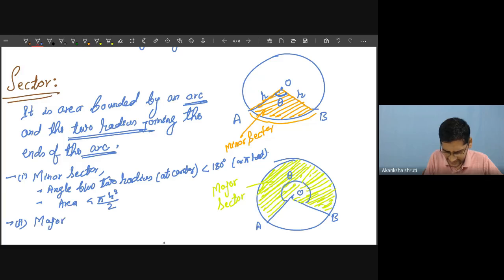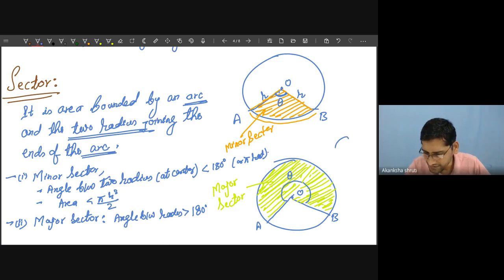So for the major sector, we have to keep in mind the angle between the radii is greater than 180 degrees. If it is equal, then it becomes a semicircle. Are we okay? Because if it is equal, it is exactly like this, two points A and B. Again, this angle and these two angles are equal. So it is our 180 degrees.